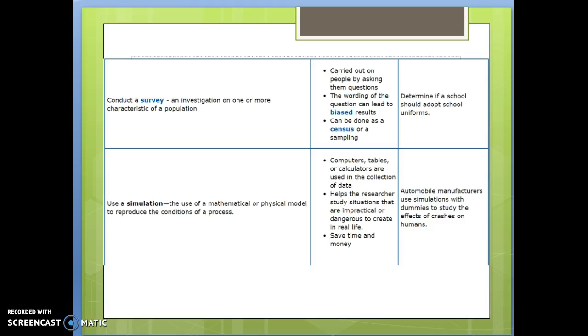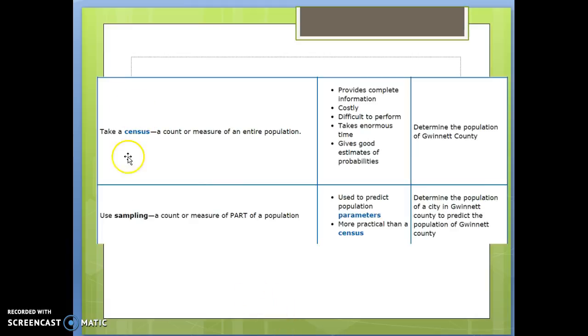So here are other kinds of studies that could occur in the real world. A survey, a simulation. You can take a screenshot, or pause the video and take notes, okay? And you can do a census, count and measure the entire population. You can do sampling, count and measure a part of the population.